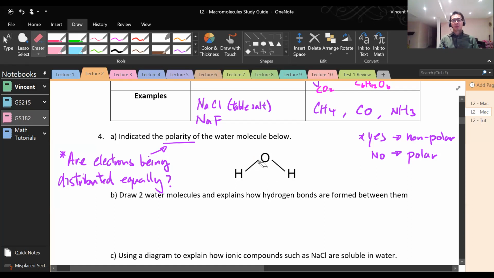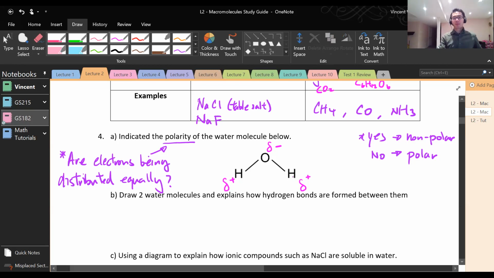Even though they're sharing the electron, the oxygen is going to be hogging the electron a little bit. So the electrons are going to hang around this atom more than around the hydrogen, causing the oxygen to be slightly negative. And to write slightly negative, we use this special symbol. And the hydrogens are going to be slightly positive, like that.